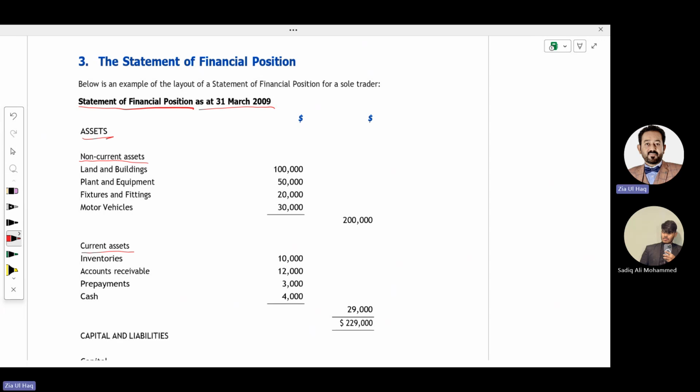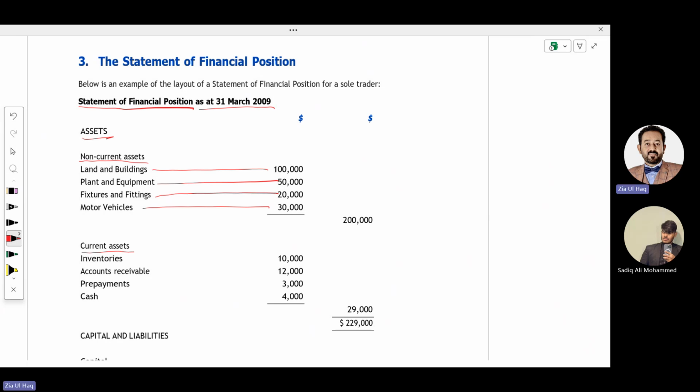What are the non-current assets? Land and building. Suppose this company has this much land and building. Plant and equipment. Furniture and fixtures, fixtures and fittings. Fittings mean doors, windows. Motor vehicles mean cars, trucks, lorries, etc. And total non-current assets are 200,000.